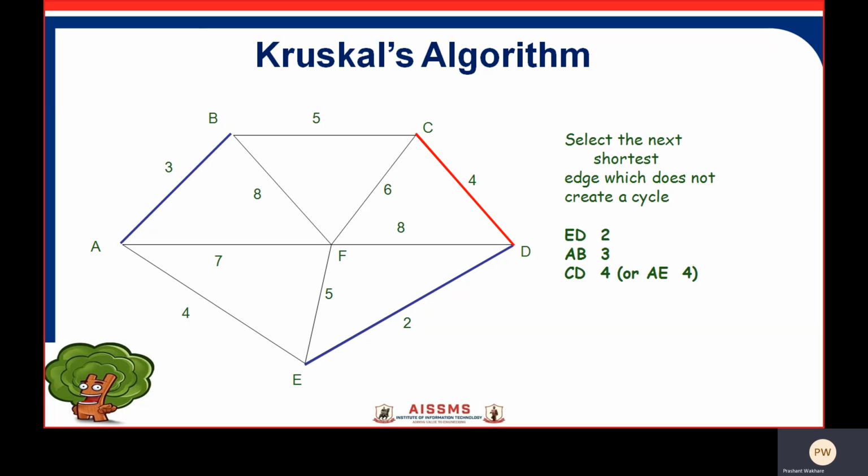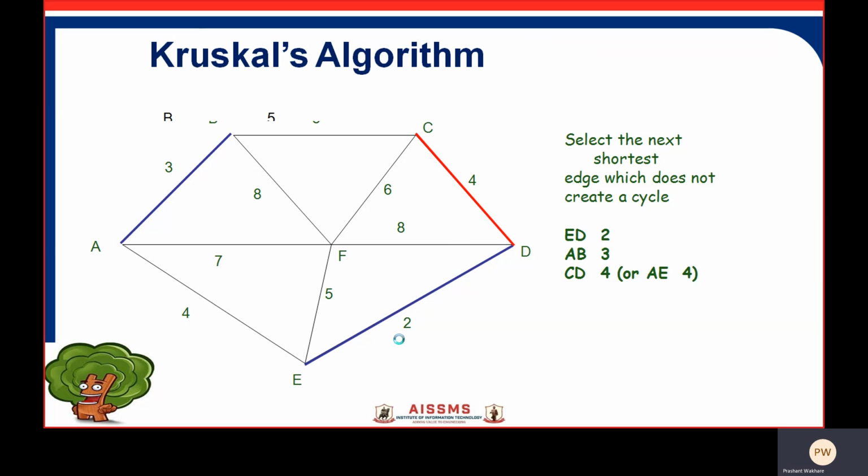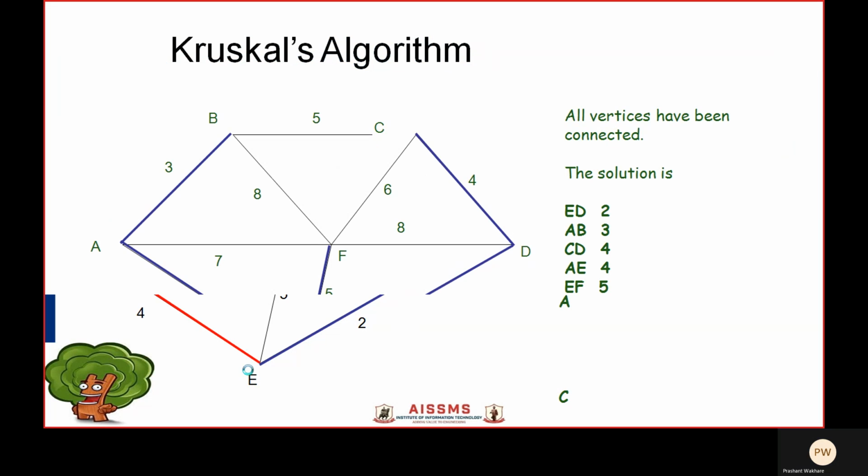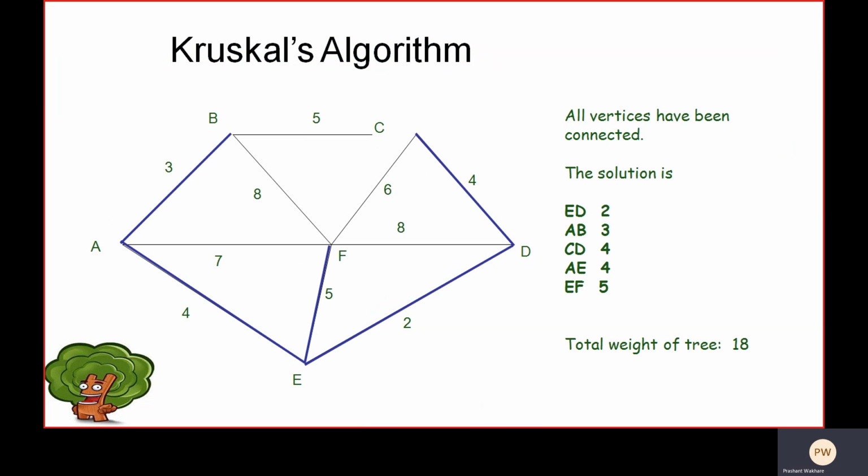Next, the third step is to select the shortest edge which does not create a cycle. Then we select C to D, which is 4, and simultaneously A to E is also 4. So next, A to E is 4. The last step: one vertex is pending, that is F, and E to F is the shortest edge. Therefore we select this E to F, and this distance is 5.